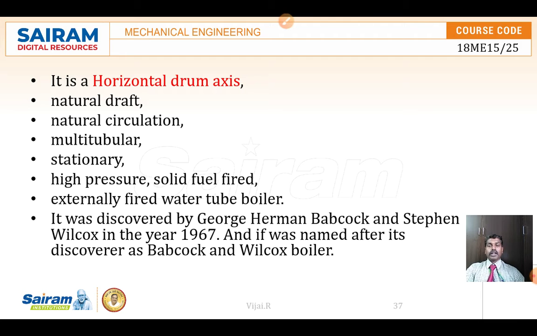And it is a multi-tubular boiler, where more tubes are there through which we pass the water. And it is a stationary boiler. So there are many classifications we have seen. One is stationary or locomotive types. Here it is a stationary type, horizontal drum, and it is a natural draft. And the fire we are going to use here is an externally fired boiler, because we are firing the coal externally, and we only send the hot flue gases inside the boiler, right?